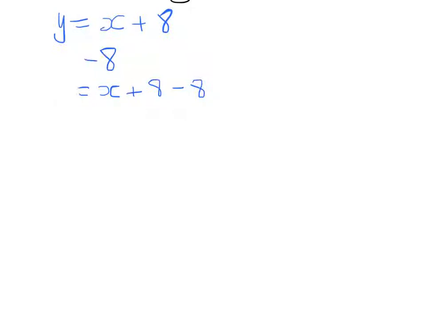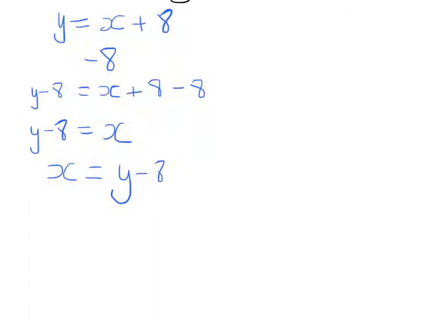But whatever we do to one side, we must do to the other. So we can say y, take away 8, is equal to x plus 8 minus 8. And that leaves us with y minus 8 equals x. Fantastic. We've done it. We've made x the subject. And just for convention, because we're fussy mathematicians, we're just going to put it the other way around. You'll see those two things are identical. We've just switched the side that they're on.